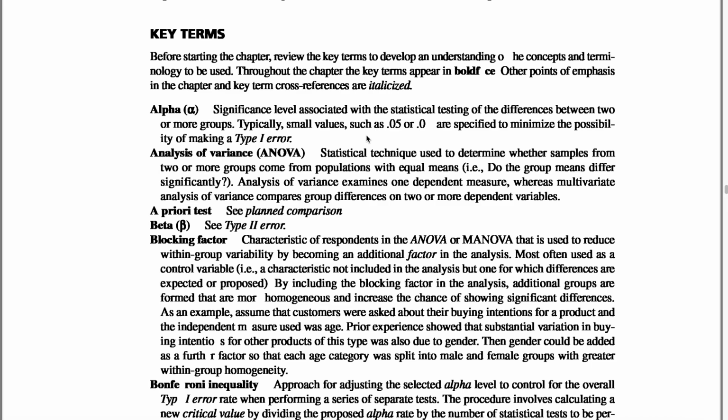Analysis of variance, ANOVA, is a statistical technique used to determine whether the samples from two or more groups come from populations with equal means, that is, do the group means differ significantly. Analysis of variance examines one dependent measure, whereas multivariate analysis of variance compares group differences on two or more dependent variables. A priori test, comparison, beta, a Type II error.